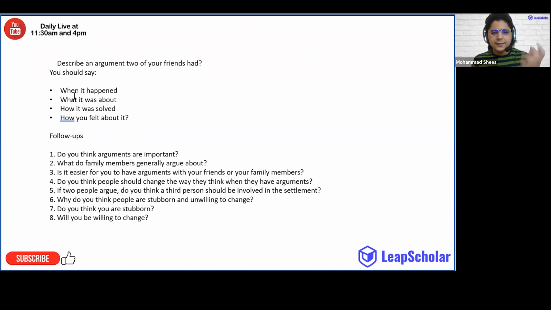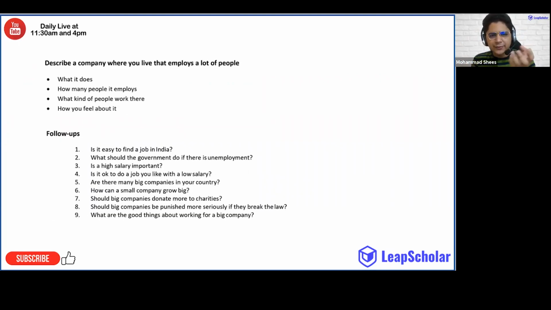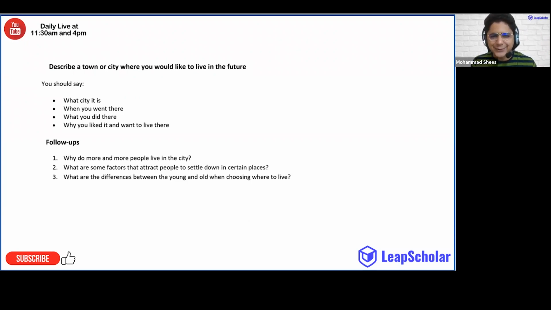That's how you improve. Describe an argument two of your friends had. That's a part of life, but it's always important, crucial, integral to think it through once. Describe a company where you live that employs a lot of people. Maybe in New Delhi, you want to talk about Wipro, or Accenture. There are many companies. So organize your thoughts.